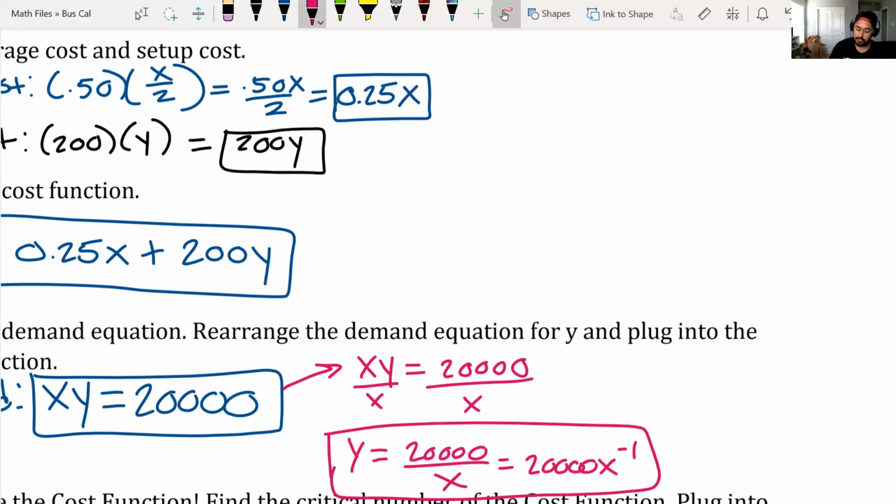Now, just like this step says, we are going to take 20,000 x to the negative 1 and plug it in for that y value. We're going to plug it in for y in the cost equation. So that's what's going up next.